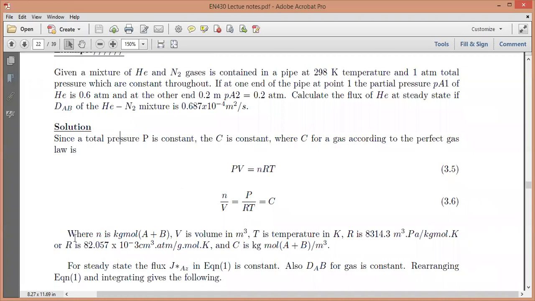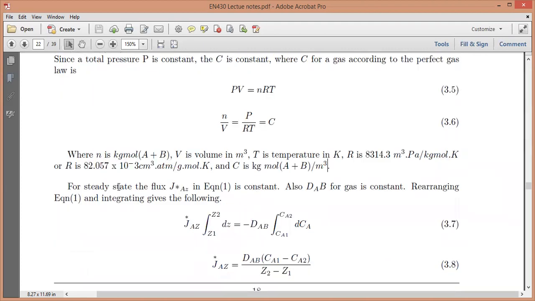So if this stands true, according to what we've been given, where n is kilograms per mole, which is A plus B, V is the volume in cubic meters, m cubed, and T is temperature in K, R is this one. This is a constant. Okay, so that's the constant there. Same as this one. So it depends basically on the units that you are interested in. And C is in kgs per mole, that is A plus B divided by cubic meters.